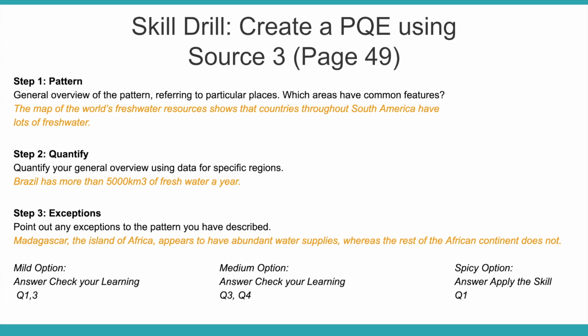They're saying, well, if you look at Africa and Madagascar, this specific country and island of Africa, it appears to have a lot of water supplies, but the rest of Africa does not. So this is an exception to the pattern that they've picked up.